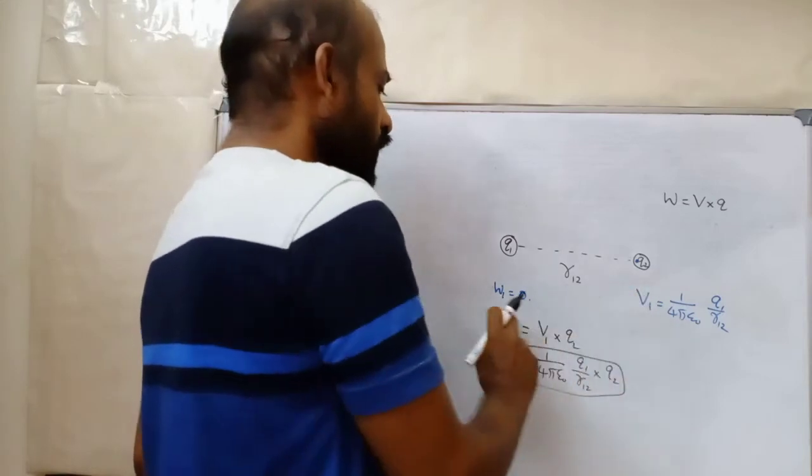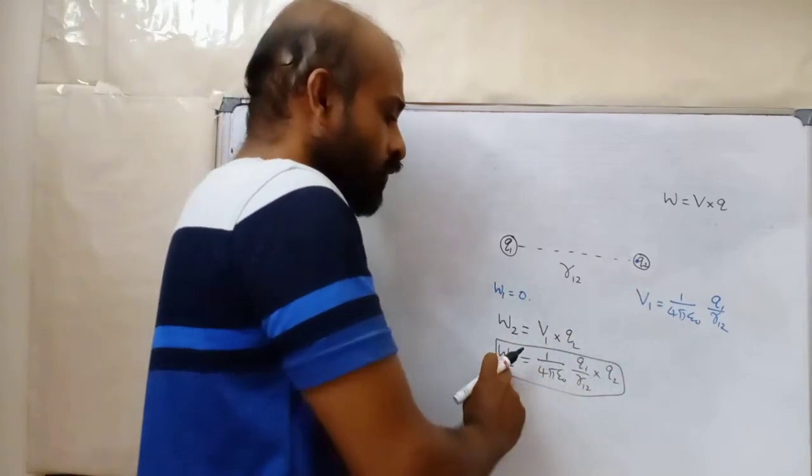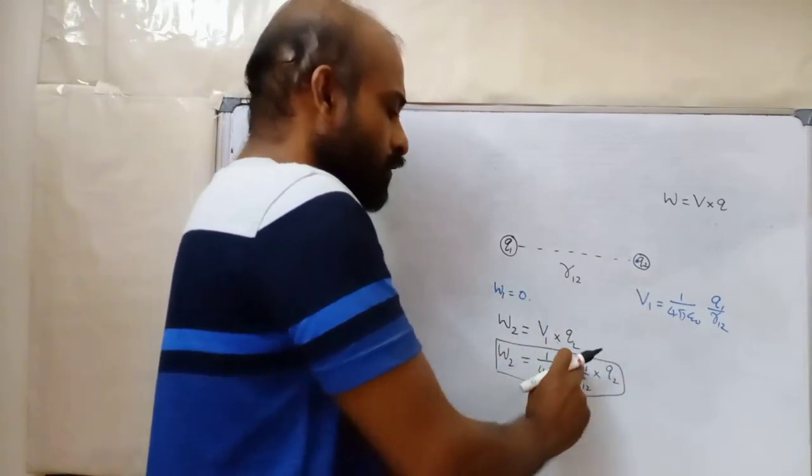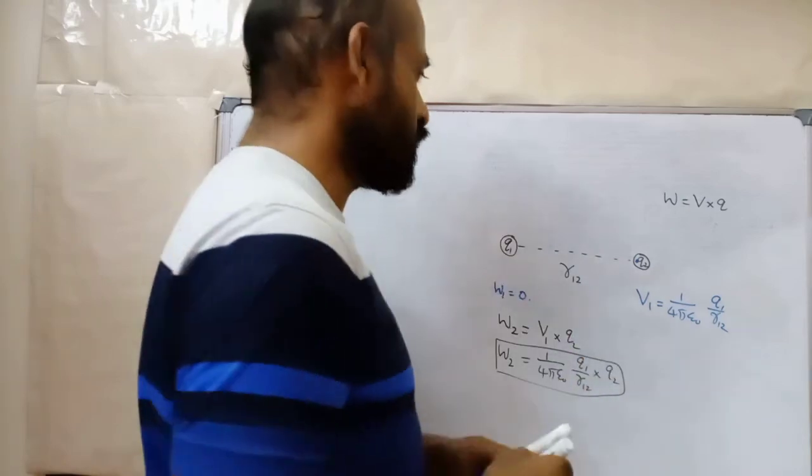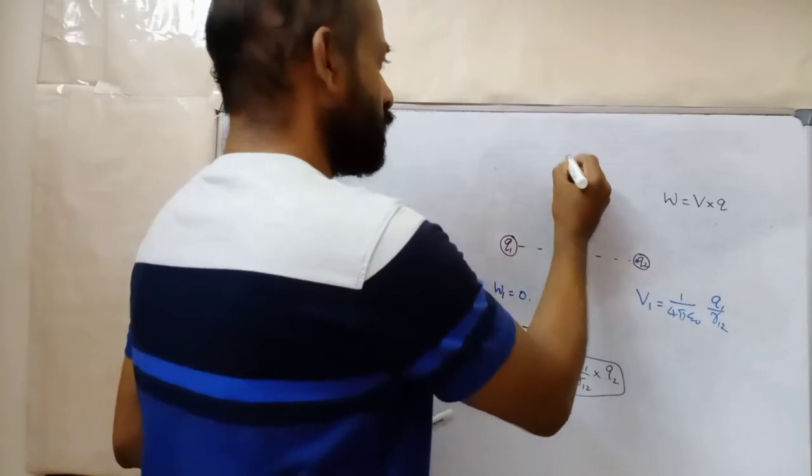So I got work done. In the first case, work done was 0. In the second case, work done is equal to 1 by 4 pi epsilon 0 Q1 Q2 by R12. Now I have one more charge. I will bring the charge at this point.